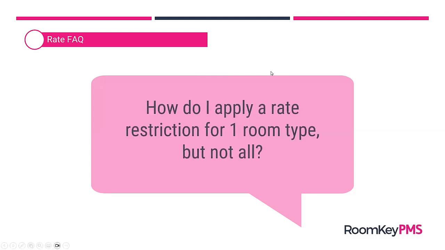Now, another common question we get is how do I apply a rate restriction for one room type, but not all of them? And this is also going to be shown using the rate grid. So a little bit of option two that we saw, or sorry, the ability to lock and unlock the grid when you're applying the rate restrictions.